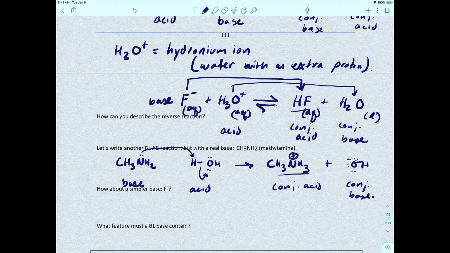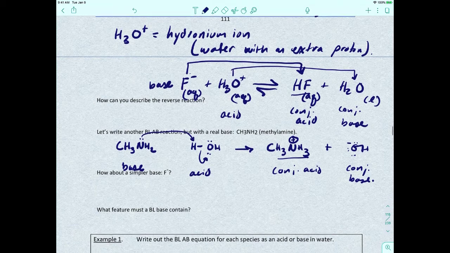So it's kind of nice. You always have an acid and a base on the left-hand side. You always have an acid and base on the right-hand side. And if you got an acid, it's going to be paired with its conjugate base. If you got a base, it's going to be paired with its conjugate acid.